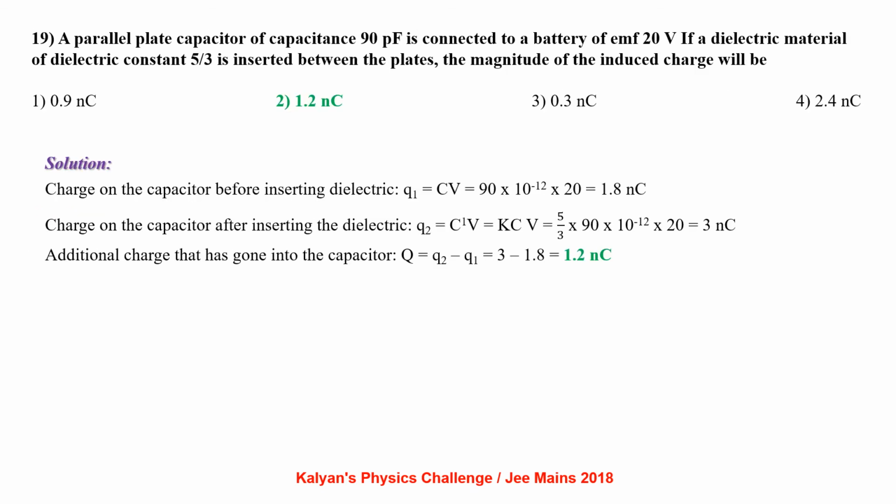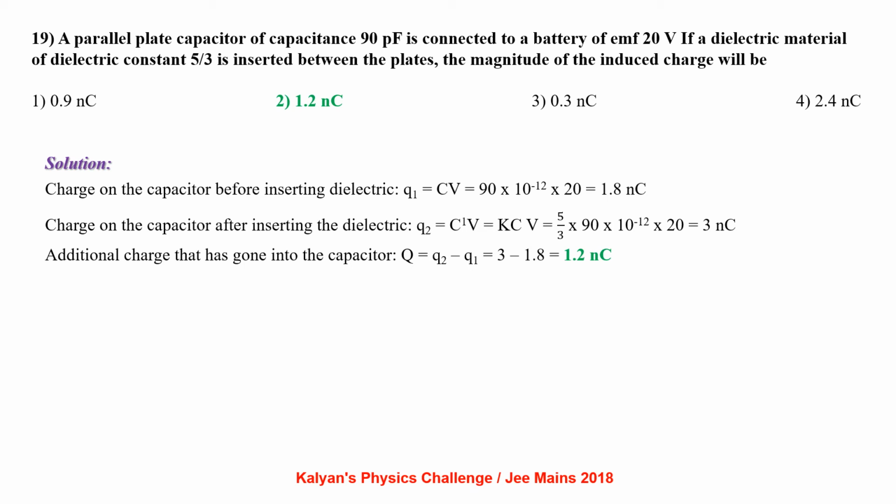A parallel plate capacitor of capacitance 90 picofarad is connected to a battery of EMF 20 volt. If a dielectric material of dielectric constant 5 by 3 is inserted between the plates, the magnitude of the induced charge will be. Charge on the capacitor before inserting the dielectric Q1 equals CV, that is 90 into 10 power minus 12 into 20, which comes out to be 1.8 nanocoulomb.